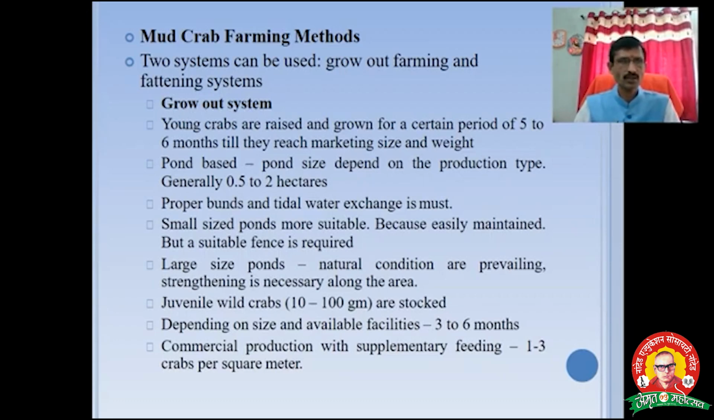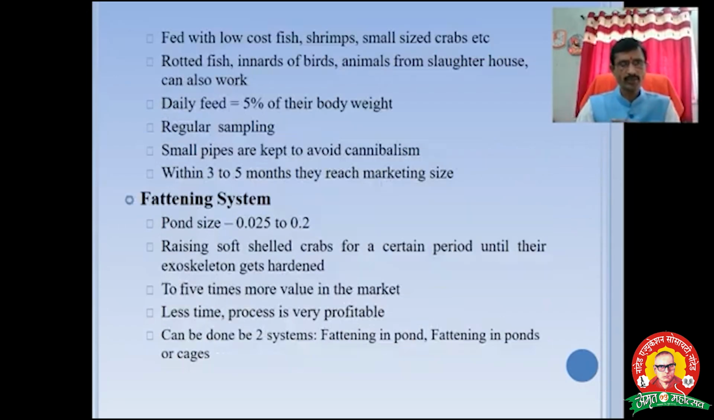About the pond based system, pond size depends on the production type. Generally 0.2 to 2 hectare is used for the culture of crab. Proper bunds and tidal water exchange are a must. Small size ponds are more suitable because they are easily maintained and managed. Depending upon the size and available facility, 3 to 6 months. Commercial production and supplementary feeding, 1 to 3 crabs per square meter. Then daily feed is 5% of the total body weight of crab. Regular sampling. This is about the one type.